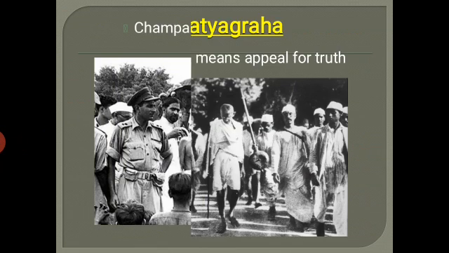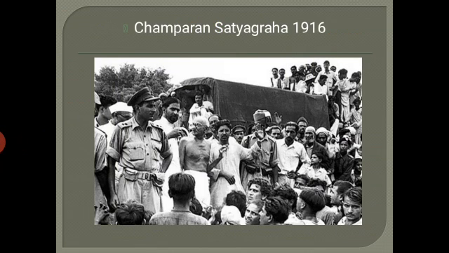Listen, students. Champaran Satyagraha 1916. It was the first Gandhian mass movement in India against the oppressive plantation system in Champaran, Bihar. See, students, in the given picture, Mahatma Gandhi with peasants and workers from Champaran, Bihar. They objected to the tax policies of the British government.